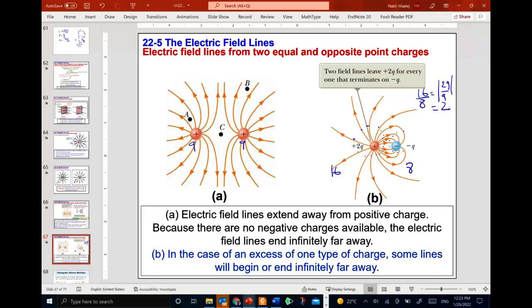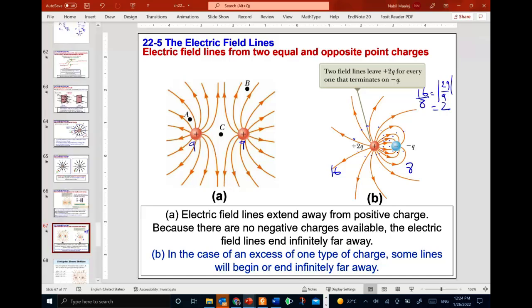Okay? So this is how useful the electric field lines can be in order to illustrate, first of all, the direction of the electric field, but also the strength of the electric field.